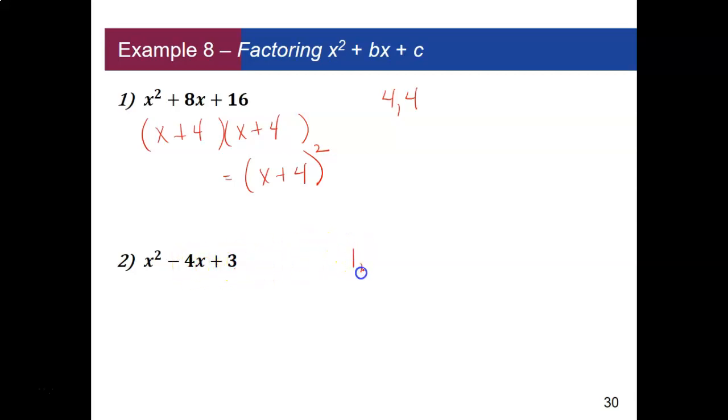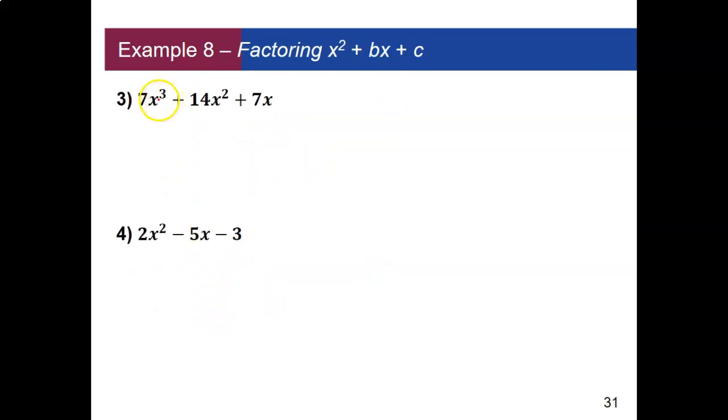Down here we need what multiplies to give us 3 and adds to give us 4. 3 only has 2 factors, 1 and 3. Okay, so we want to make sure that we get our signs right on this. So we need them to end up adding up to a -4. So we need this to be a -3 and a -1. If we check this out, we end up with the -4x in the middle. -3 times -1 will give me a +3.